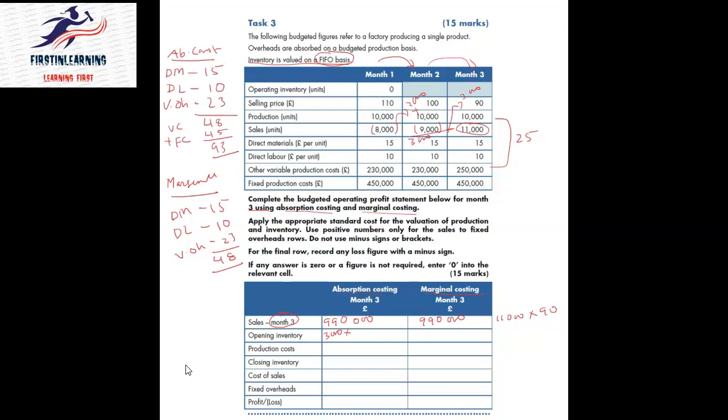units times, for the absorption costing we're going to multiply by 93. So 3000 times 93, that gives us 279,000. And here 3000 we're going to multiply by 48 because it's a marginal costing and we are not considering the fixed cost here. So that will be 48. So 3000 times 48, that gives you 144,000.